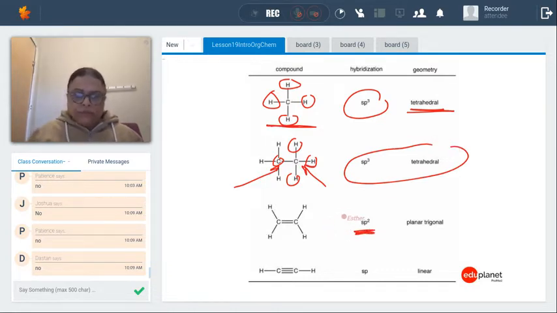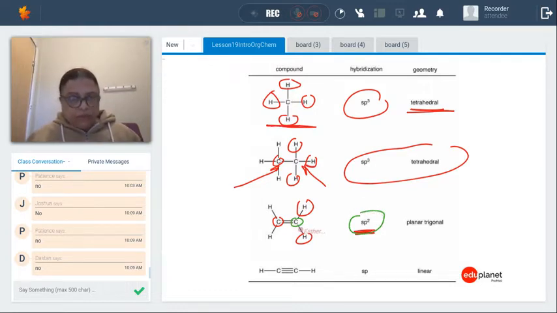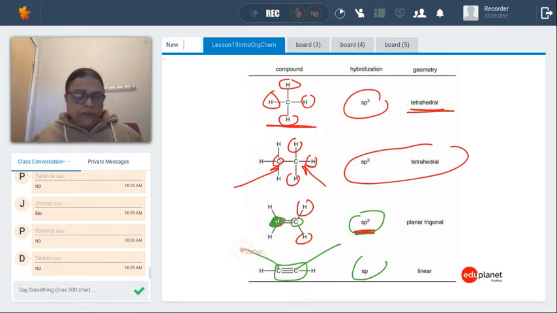Double bond, 3 partners. Partner number 1, number 2, number 3. I'm talking about the carbon marked in green. 3 partners, sp2. We have a double bond. When we have a double bond, sp2. Also, this guy here is also sp2 because both are forming the double bond. sp triple bond. So this carbon is sp hybridized, this one too.